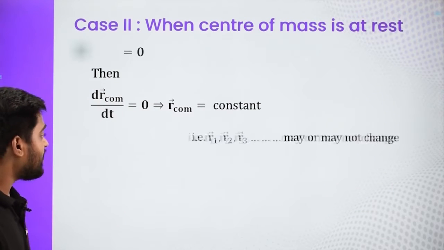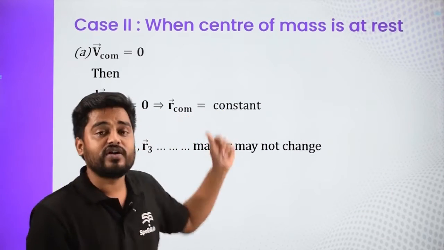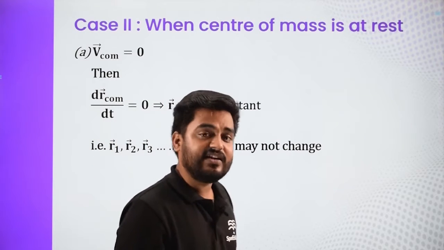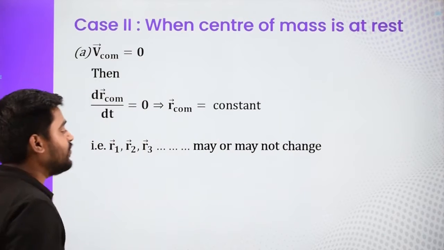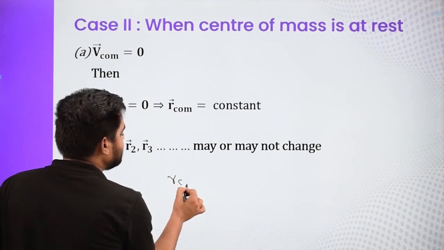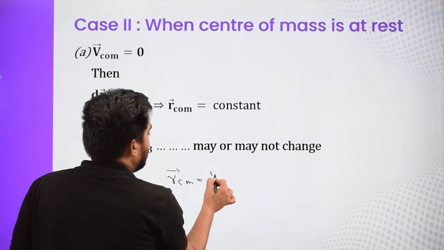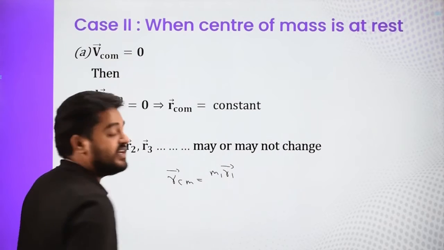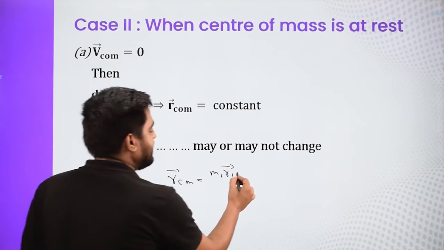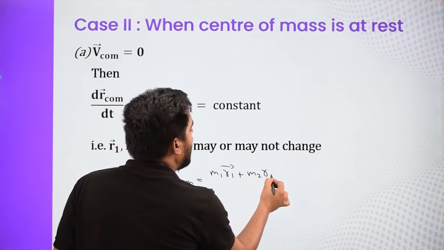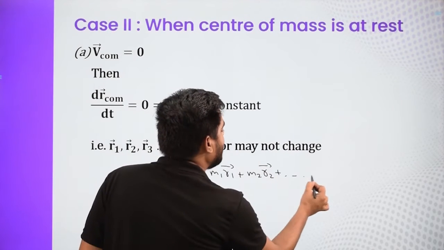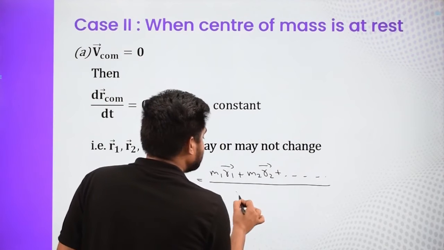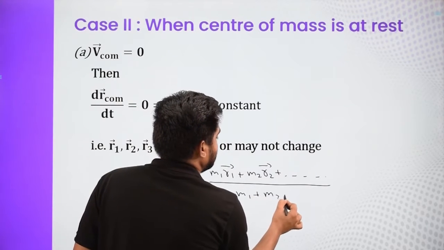So now if this is constant, is it compulsory that all the particles, their position will remain the same? Answer is a no, because how do we write position of center of mass? This is m1 r1, r1 is position vector of first particle, plus m2 r2, r2 is position vector of second particle, and so on for all the particles, divided by sum of their masses.